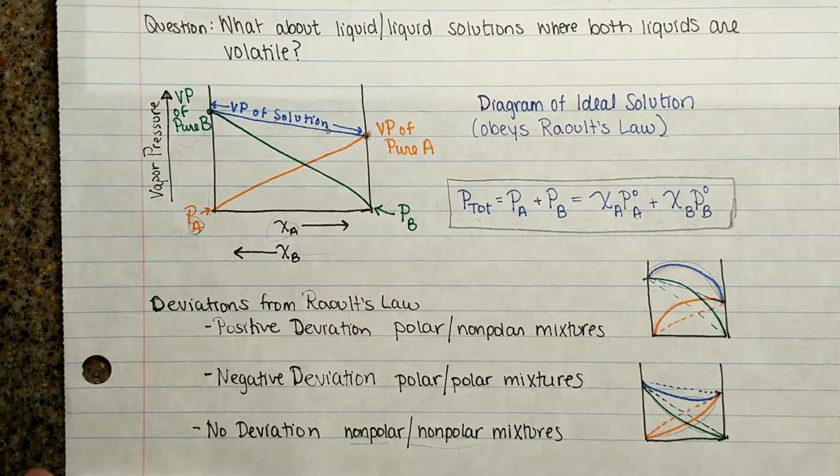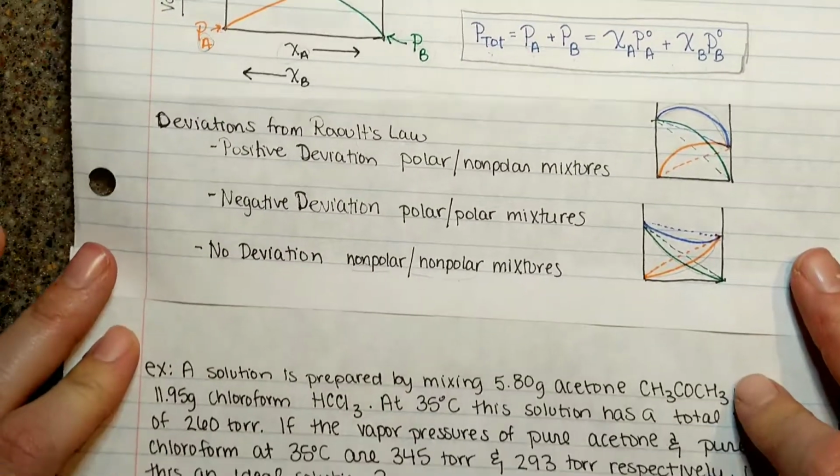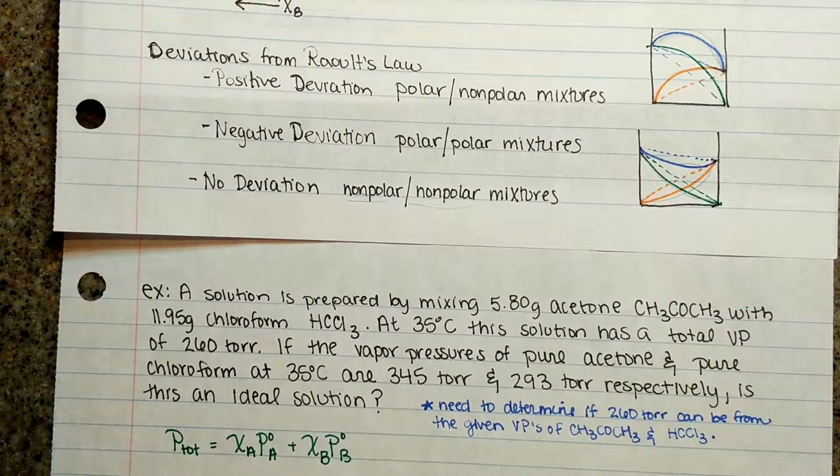So to look at an example with this, I have a solution prepared by mixing 5.8 grams of acetone, which is CH3COCH3, with 11.95 grams of chloroform, which is HCCl3. At 35 degrees Celsius, the solution has a total vapor pressure of 260 torr. If the vapor pressure of pure acetone and pure chloroform at 35 degrees Celsius are 345 torr and 293 torr respectively, is this an ideal solution?